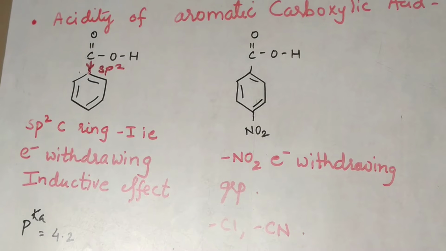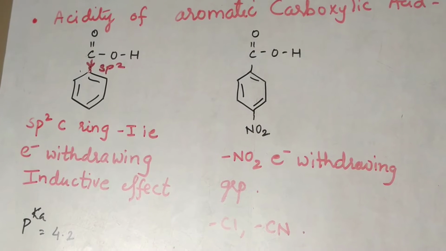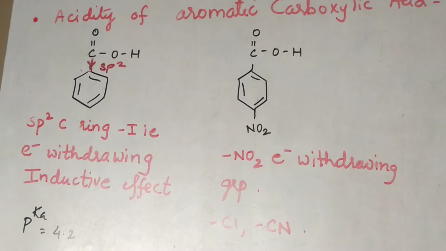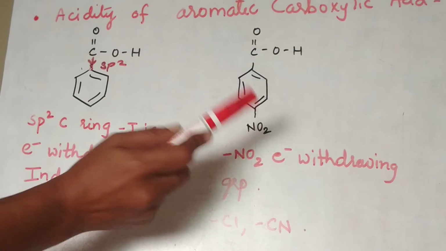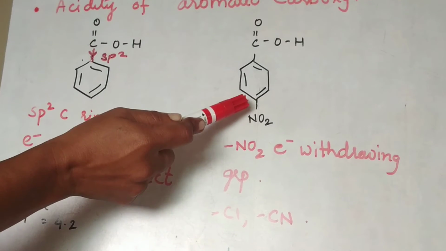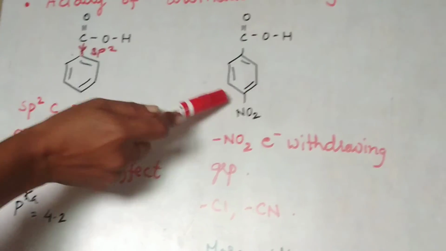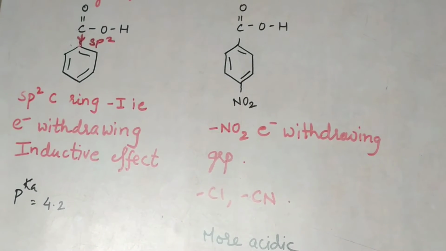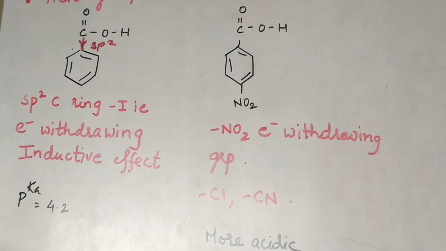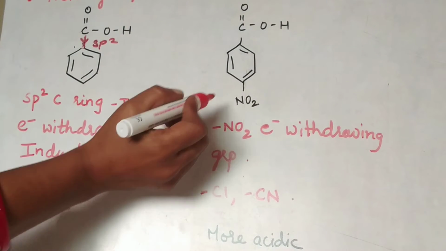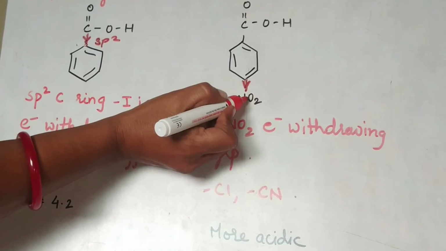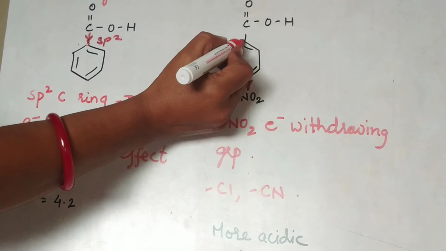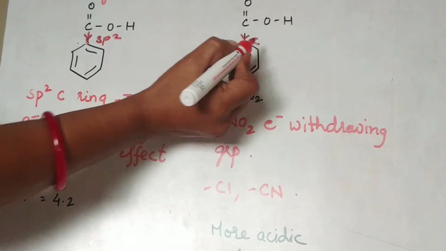Now, if a group such as nitro group, chloro group, cyanide group is attached at para position. At para position, such groups are present. That is, in para-nitro benzoic acid, nitro group is present. Nitro group कसा आहे? Nitro group is electron withdrawing group. So nitro group is withdrawing electron. So it is pulling electrons towards itself. At the same time, the ring, this carbon, is also pulling electron towards itself.